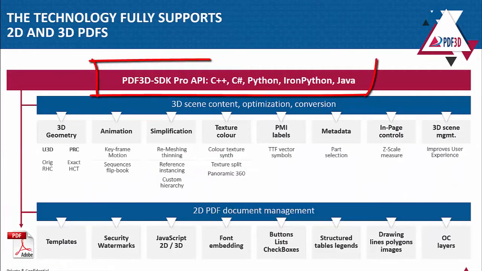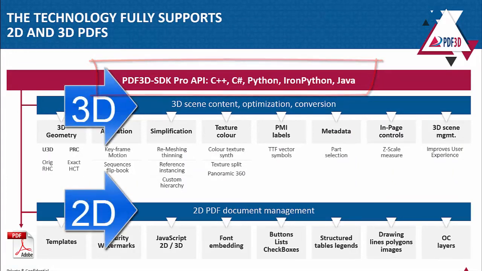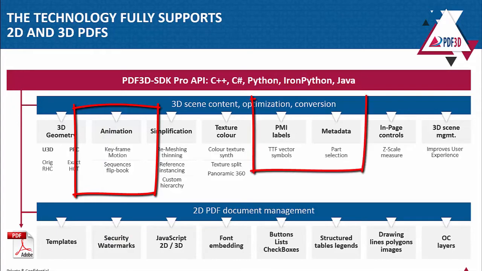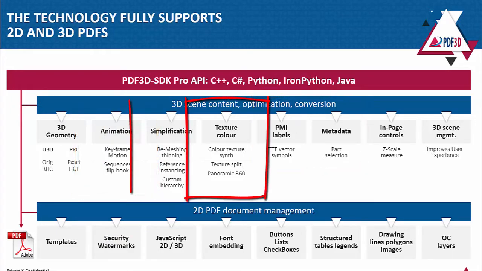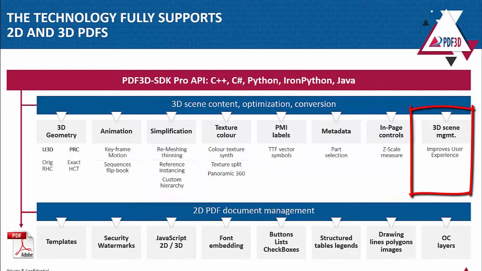The core architecture includes fully integrated and merged 2D and 3D systems. For 3D, it includes all of the geometric operations for a 3D scene, including U3D and PRC, animation, labels, metadata, and texture control, as well as preparation phases like mesh simplification, instancing, referencing, and setting up custom hierarchies. It also includes injection of automatically generated JavaScript so that the resulting 3D scene has a good user experience.